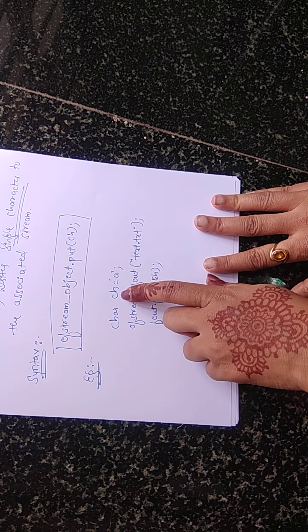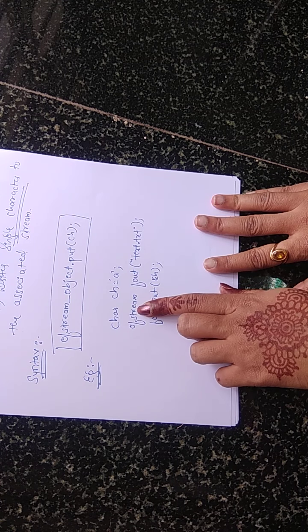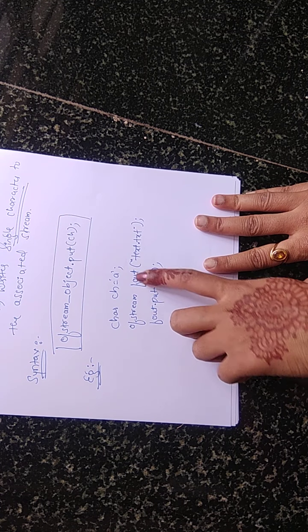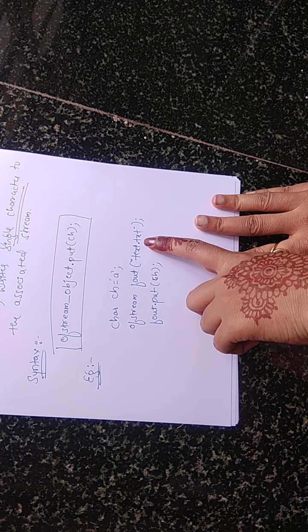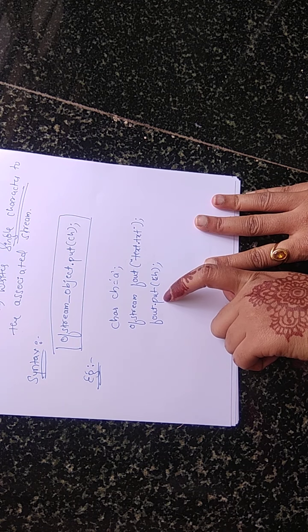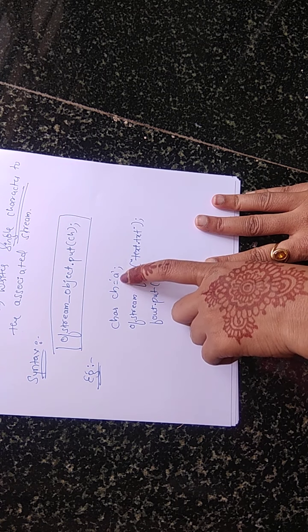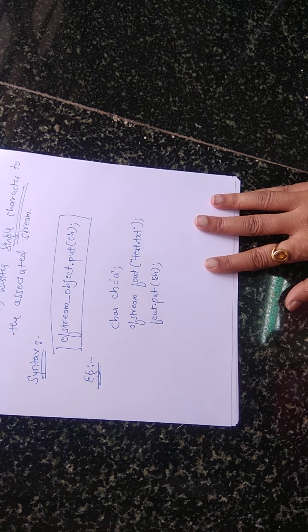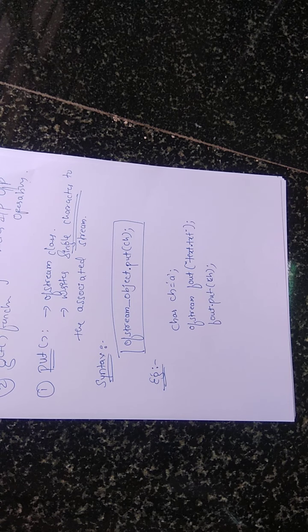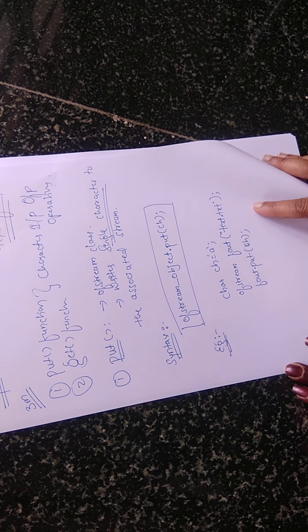Example: first initialize ch with any value, create an object of the ofstream class and refer to any file, and using the same object use this put function and pass this ch. Whatever value is initialized to ch will be indirectly passed. Fine. This is about your put function.